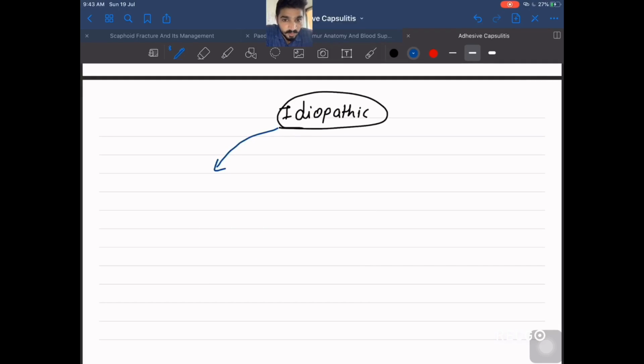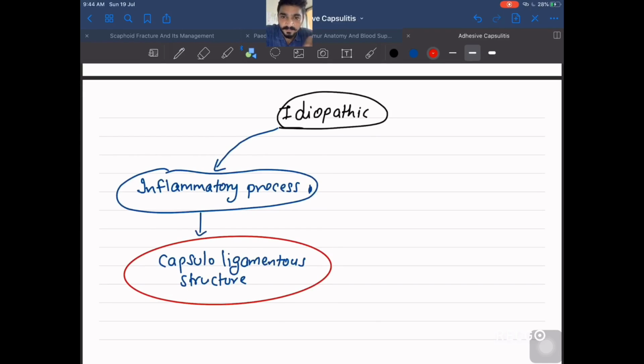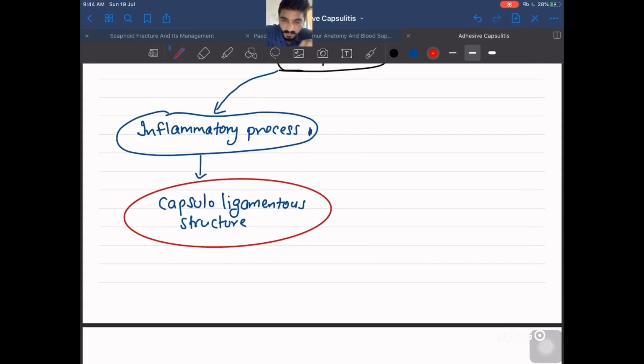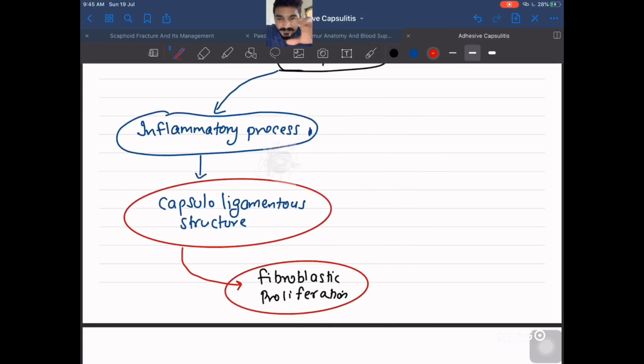We do not know the cause, the primary cause, but we do know how the process of the frozen shoulder, the pathophysiology of the frozen shoulder. What is happening is an inflammatory process is occurring in the joint capsule or the capsuloligamentous structure of the shoulder. The ligaments included are the superior glenohumeral ligament, middle glenohumeral ligament, and the inferior glenohumeral ligament. Now, in this capsuloligamentous structure, there occur fibroblastic proliferations.